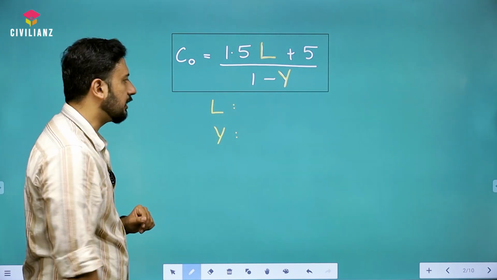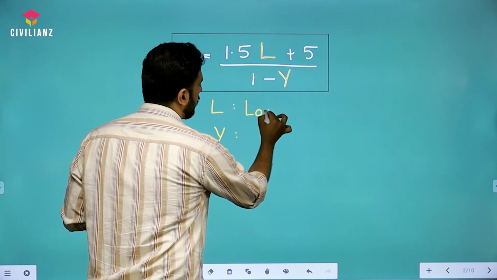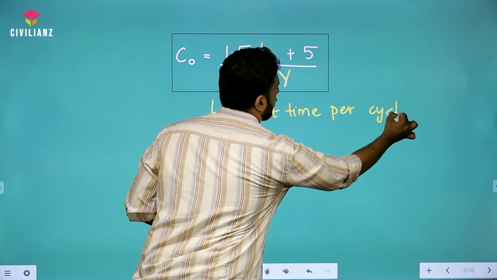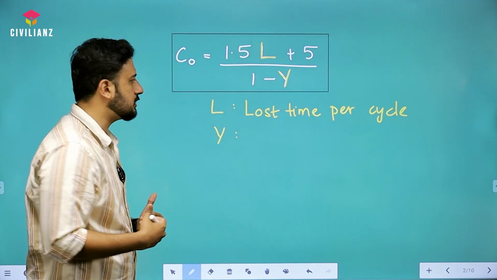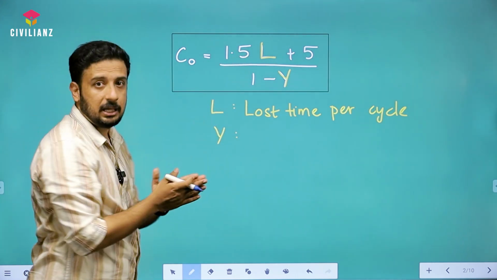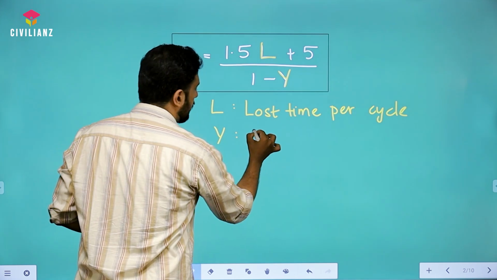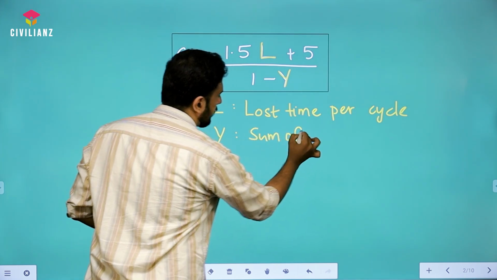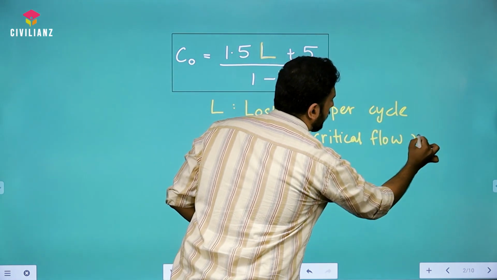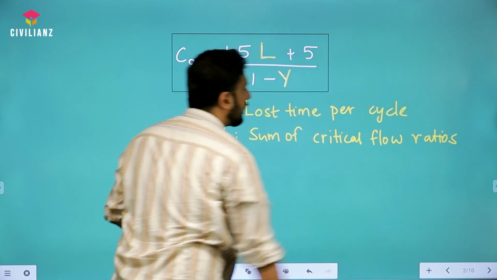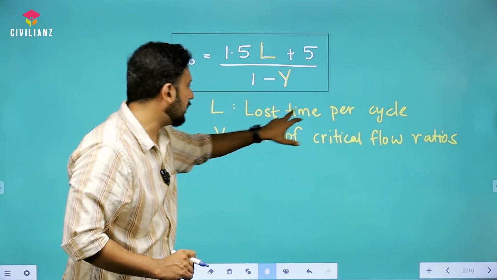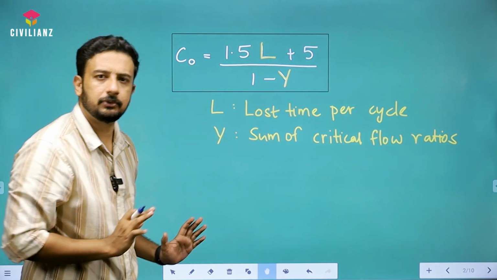Now what is this L and Y? This L is nothing but the lost time per cycle. The total lost time, or the time that we lose in a signal cycle, is called capital L. And Y is nothing but the sum of critical flow ratios. Now what is the meaning of this critical flow ratio? As the name indicates, these are some ratios, and the ratios that we need to add, right? Sum of critical flow ratios it is.